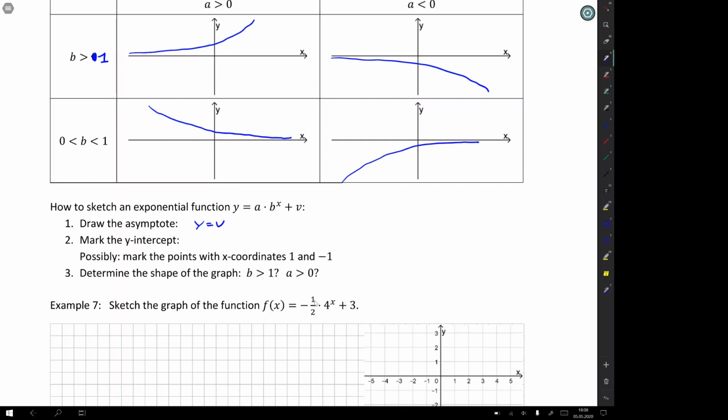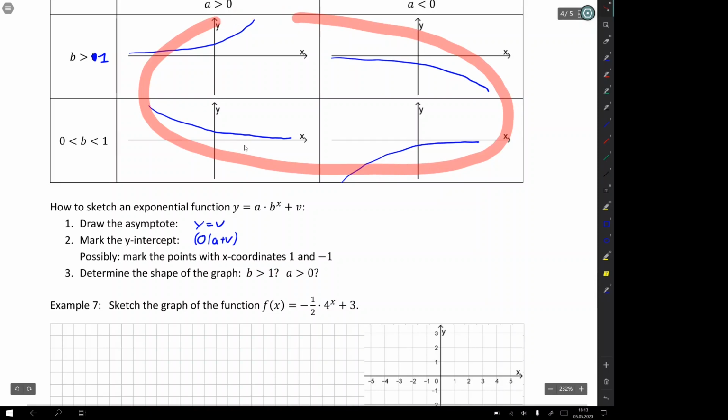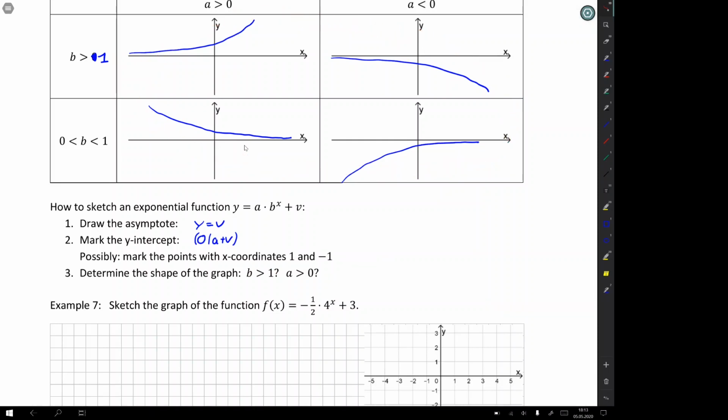Then we can mark the y-intercept and read off its y-coordinate, because we know the y-intercept has the coordinates 0 and a plus v. Just insert the 0 for the x here, so we get b to the power of 0 is 1, so we get a plus v. We may also mark more points if you like, for example, those with the x-coordinates 1 and minus 1. And then it makes sense to determine also the basic shape of the graph, depending on whether b is larger than 1 and a is larger than 0, so which of these 4 shapes we have, if this corresponds with all the other information.